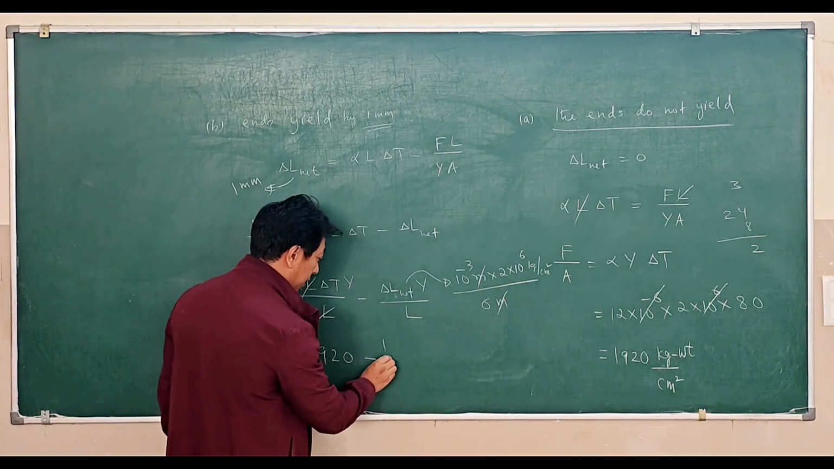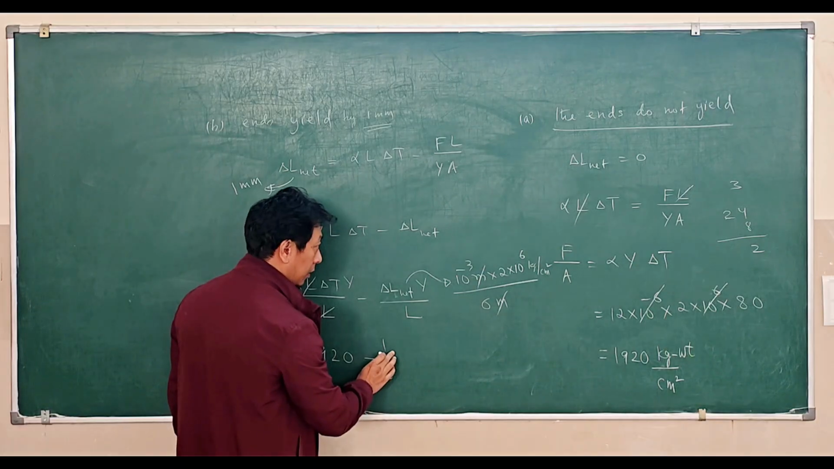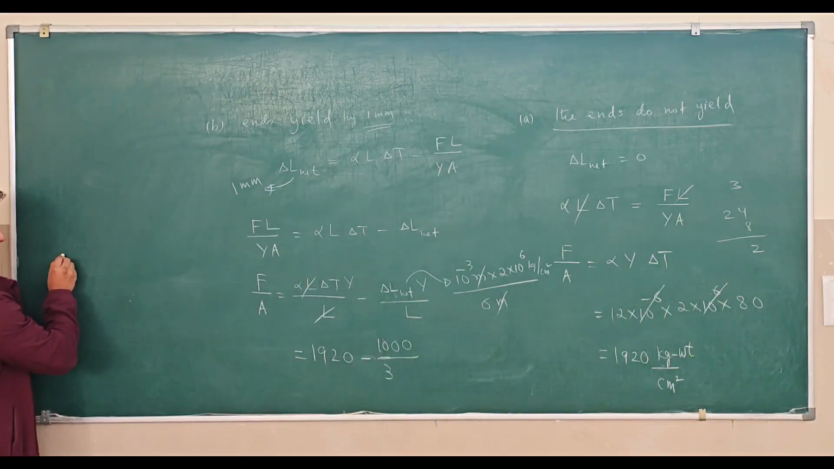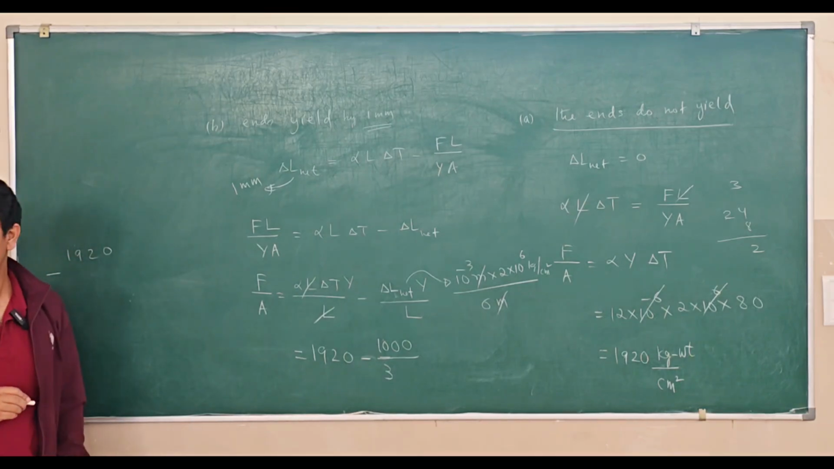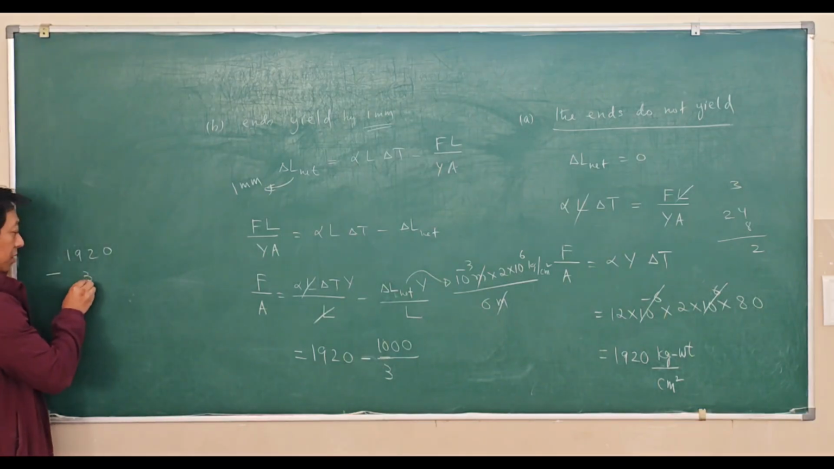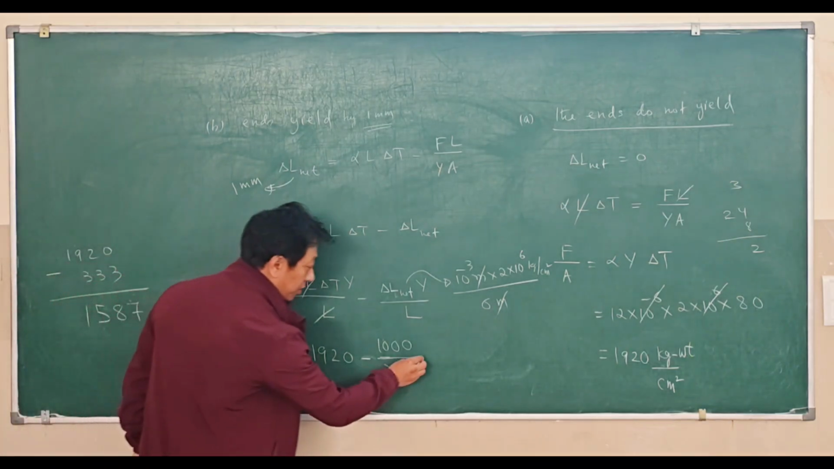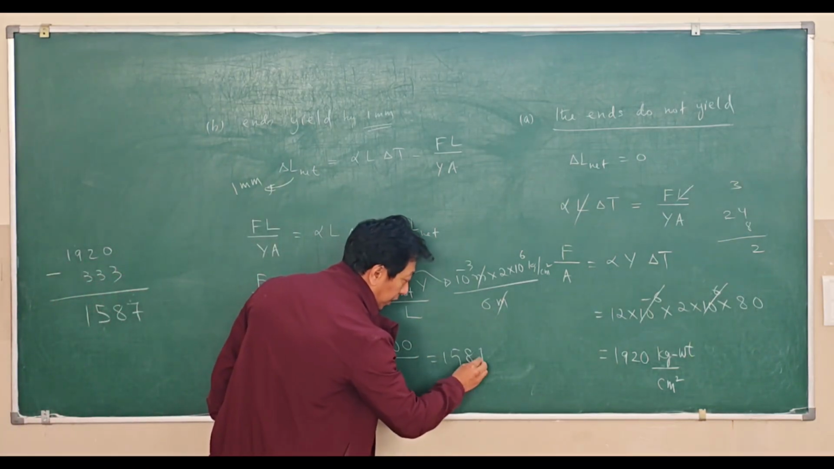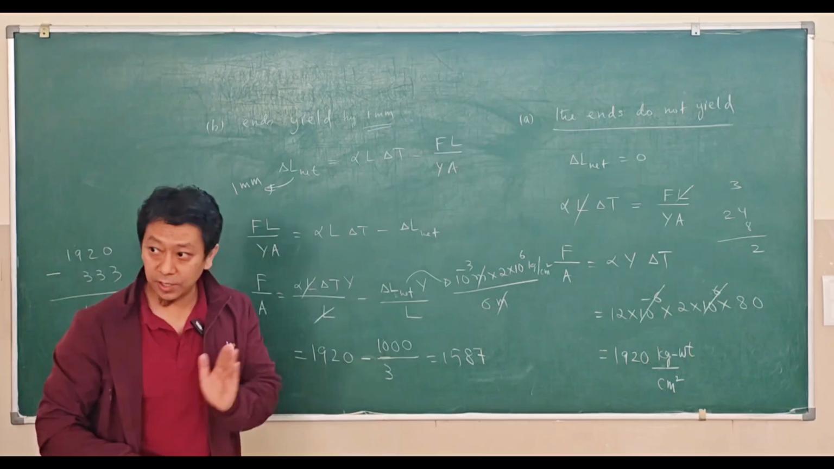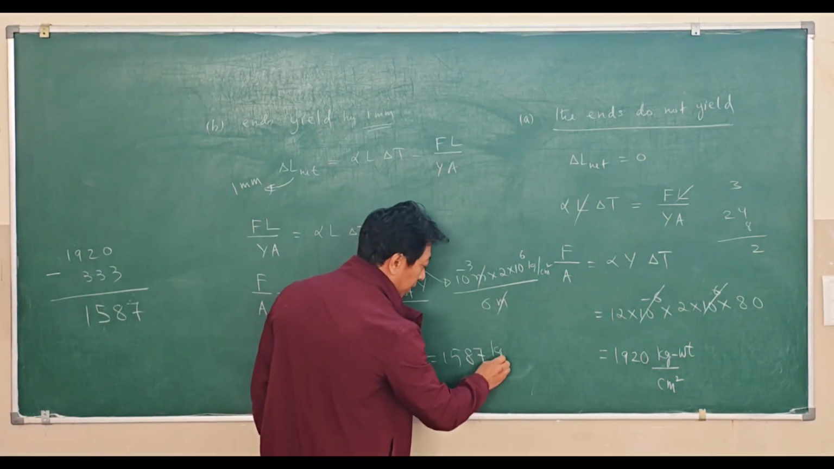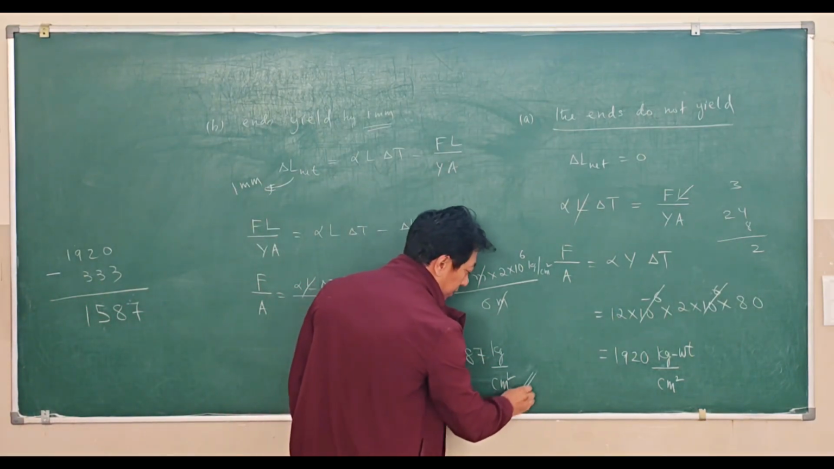So this will be 1 by 3 into 1000, no? Yes or no, guys? 1920 minus, what is 1000 by 3? 333.3333. So let's just write 333 approximately, 1587. So how much did this come, guys? 1587. The unit is kg per centimeter square, because Young's modulus was given in kg per centimeter square, it will stay kg per centimeter square. Nice problem.